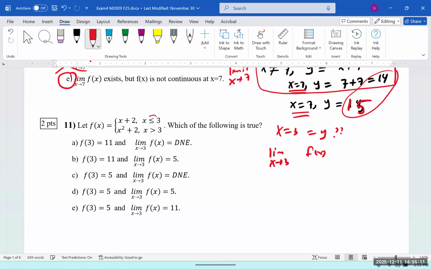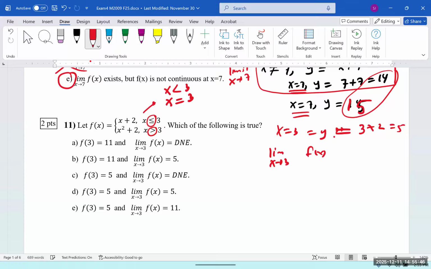Now, if you observe the inequality, which inequality has the equal sign? The first one. It means x is less than 3, also x equals 3. That means when x equals 3, what is your y value? Which function are you supposed to use, the top one or the bottom one? The top one, because only the top one has the x equals 3 symbol. So it's 3 plus 2, which is 5.